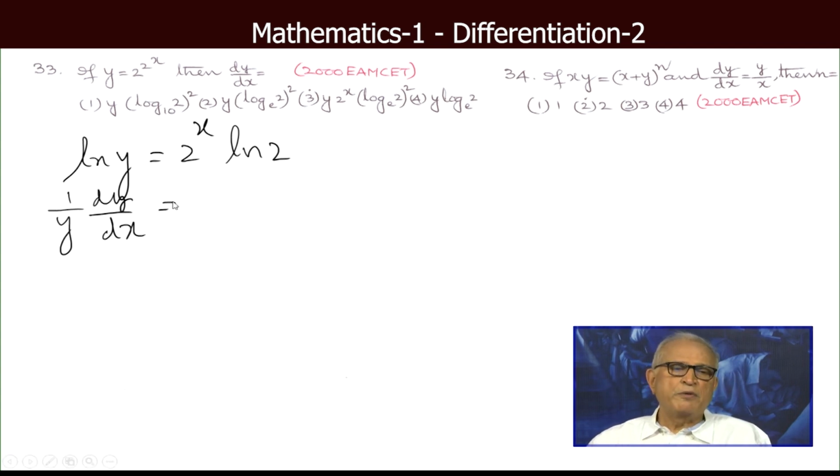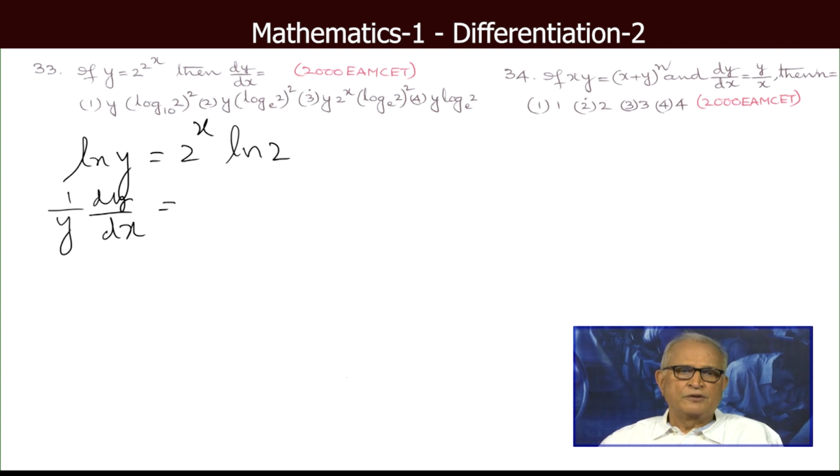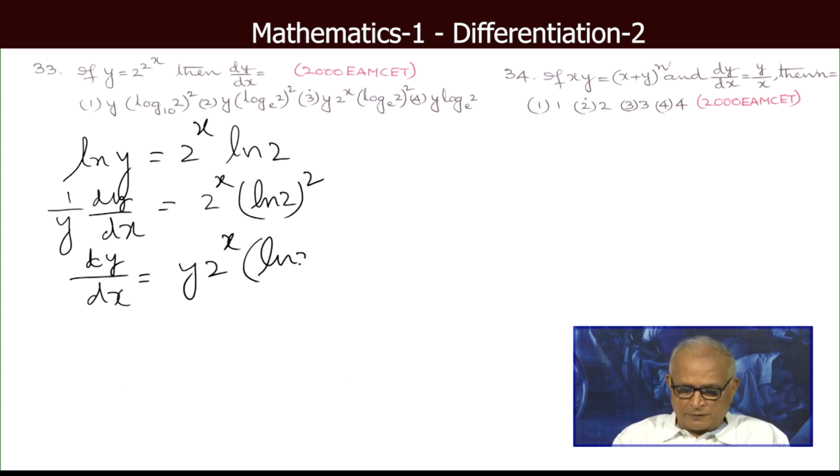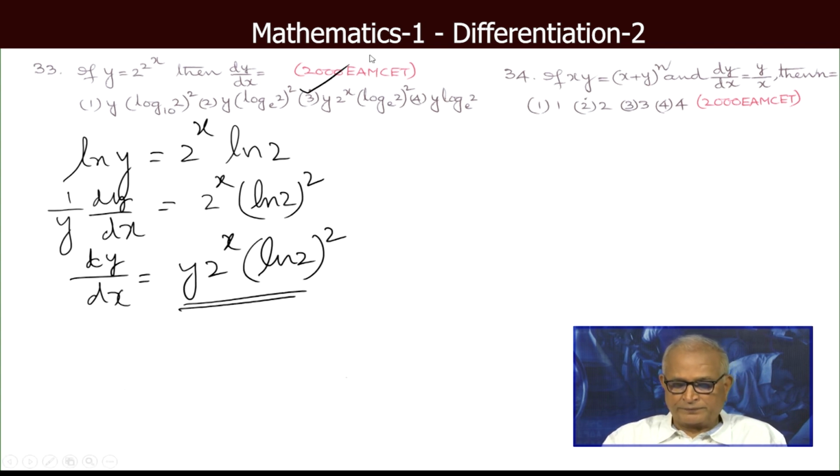What is the derivative of 2 power x ln 2? ln 2 is constant, so the derivative of 2 power x is 2 power x times ln 2. So the right hand side will be 2 power x into ln 2 whole square. Therefore dy dx is y times 2 power x into (ln 2) whole square. Simple question. So that is the third option.